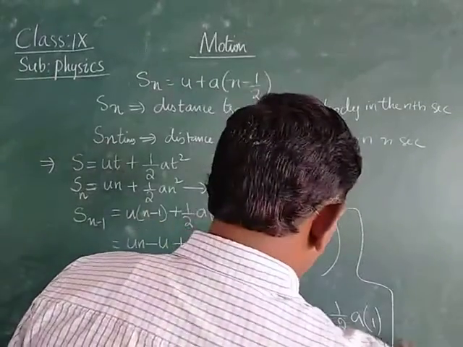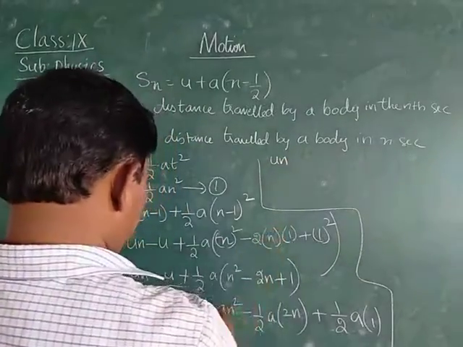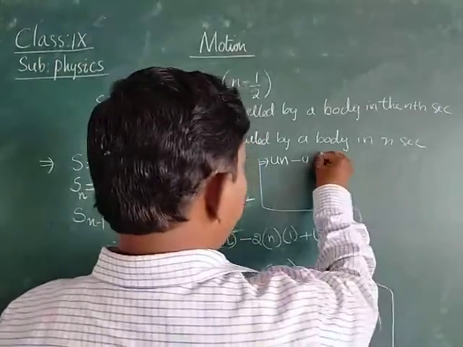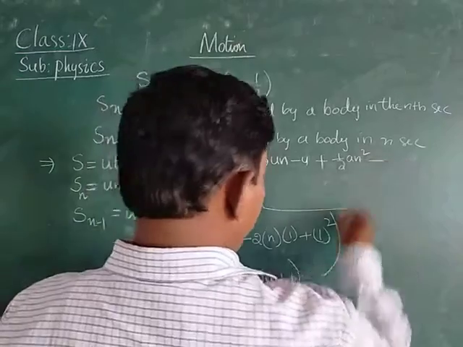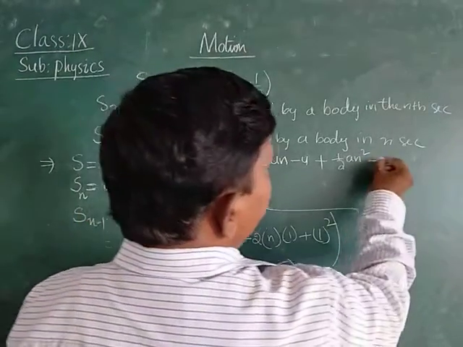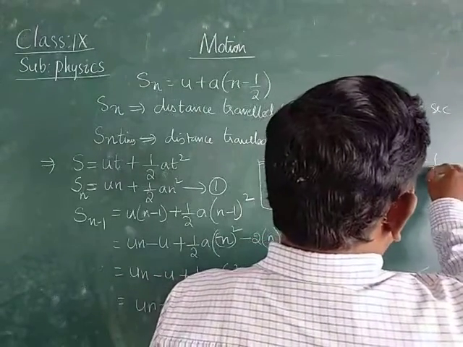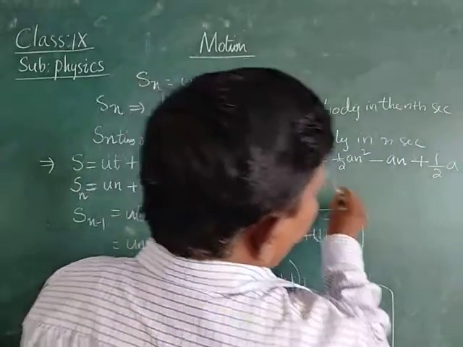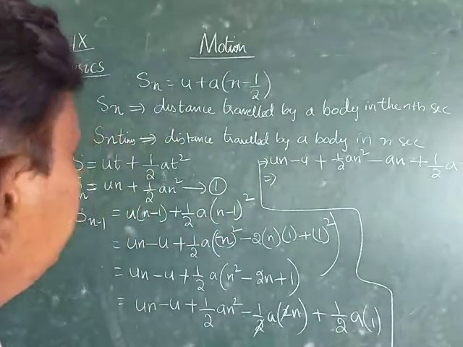Now look here. See here. Next, after this equation: un − u + ½an² − here 2 and 2 cancel. Therefore, minus a into n is minus an, plus ½a plus ½a. Okay. Let us take this as the second equation.